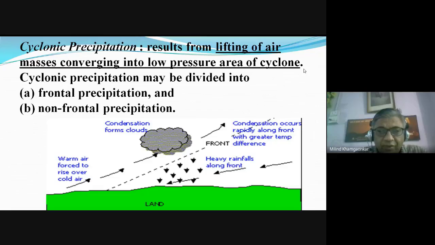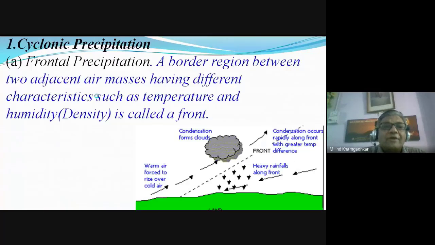So this warm air along with the water vapor reaches that height and is converted into water particles, and the phenomenon of precipitation, that is the fall of this water or ice particle to the earth, occurs. This process is called cyclonic. This type of precipitation is called cyclonic precipitation. This is further divided into frontal or non-frontal precipitation.